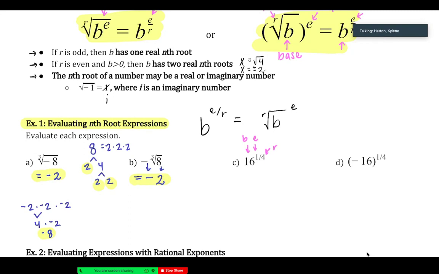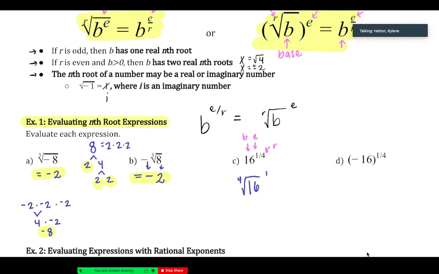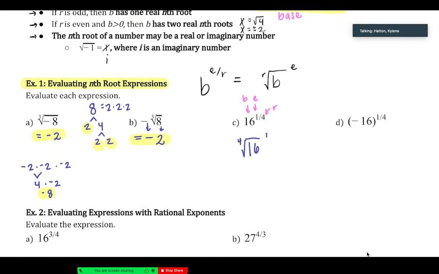And then if I want to write that in radical form, the 16 will go inside the radical. The r becomes the root. So in this case, r was 4, and that's being raised to the first power. But remember, anything that's being raised to the first power, we don't really necessarily need to write it. It won't really affect our final answer. So this is really just the fourth root of 16, and now we can figure out what the fourth root of 16 is.